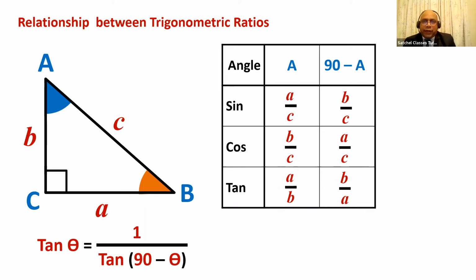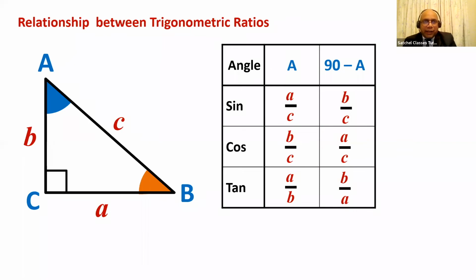Right. Now look at these three columns. What do you observe? If I divide sine by cos, you'll have A over C divided by B over C. You'll be left with A over B, which is the tan. So sine over cos equals tan. Let's check whether this applies to the other angle, 90 minus A. So B over C divided by A over C, as you can see, is equal to B over A. So we can generalize this rule. Tan theta is the same as sine theta over cos theta.